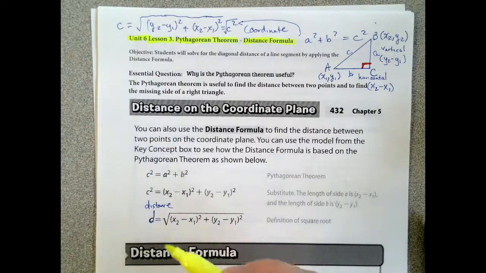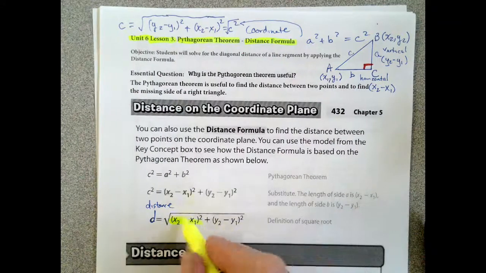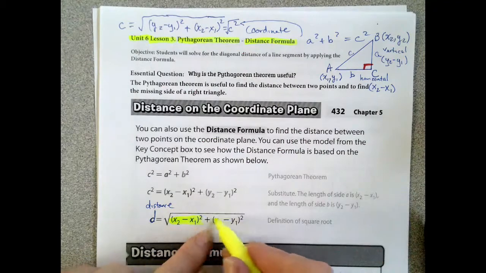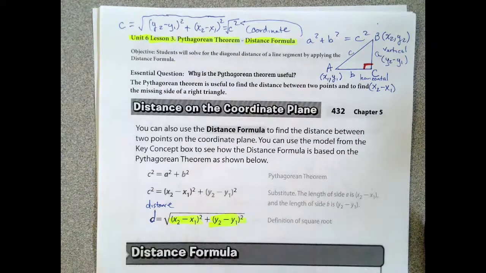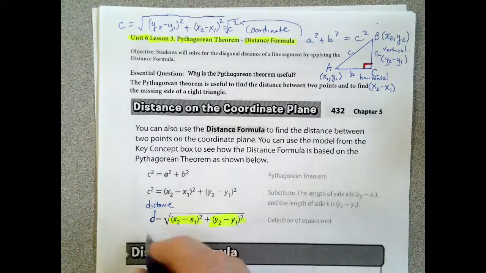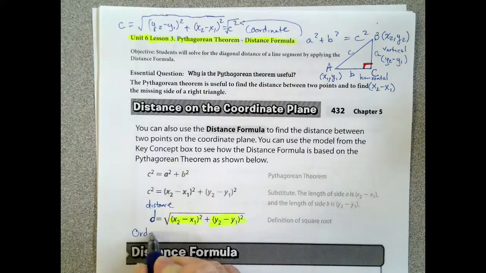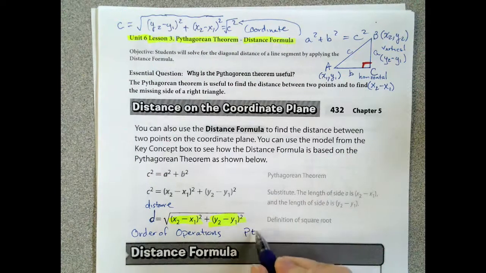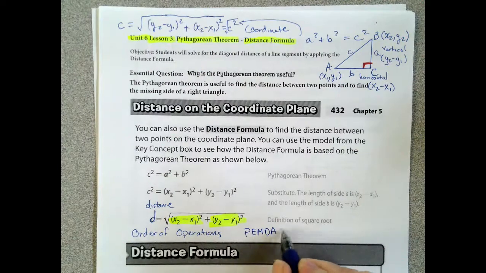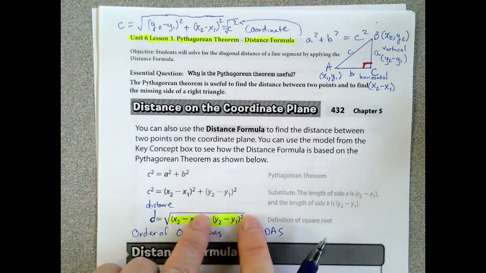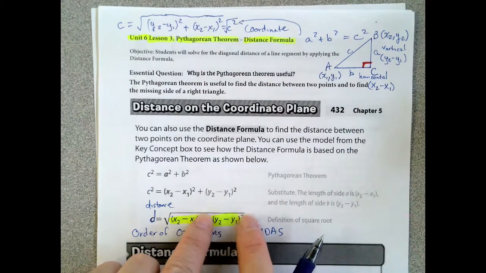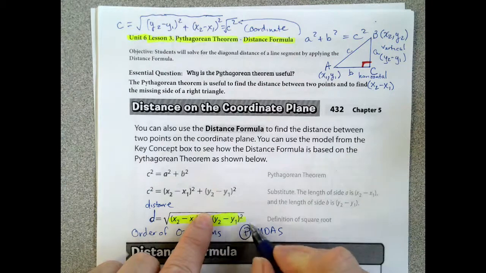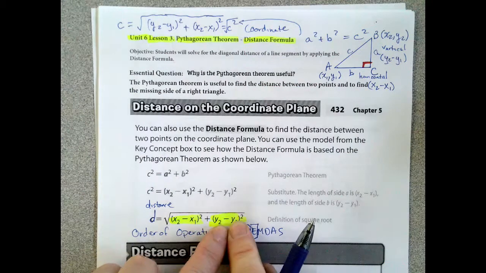You subtract the x coordinates, x2 minus x1. You square that, and then you subtract these and square that. Notice this becomes so important: order of operations is so important in this situation. So it's PEMDAS, and we're really focusing on doing the parentheses first. So that's how you can do the subtraction before you do this exponent right here. You have to do the subtraction first.